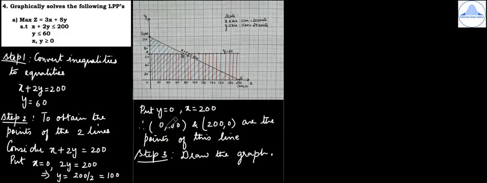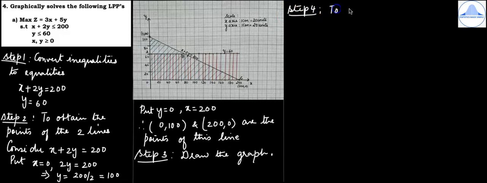Now we have to draw the first line, that is x plus 2y equal to 200. Take the first point 0, 100. This is x equal to 0 and this is 100. So this point will be 0, 100. The other point is 200, 0. So this point here is 200, 0. Now these two points are joined by a straight line, and on that line you should write x plus 2y equal to 200. Now the other line is y equal to 60. This is the y-axis, 60 is here. At 60 you should draw a line parallel to the x-axis, and mark this line as y equal to 60.